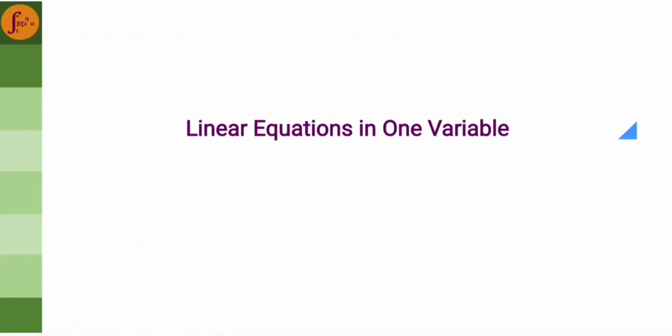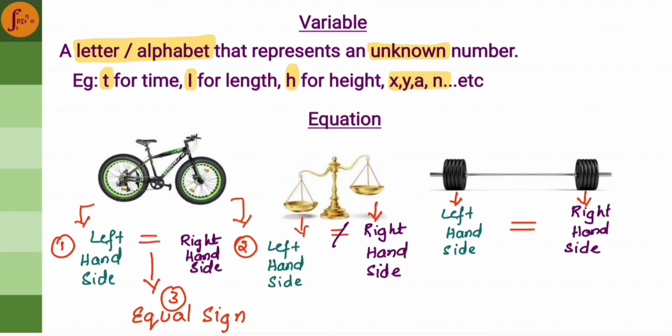Let's go through a topic on linear equations with one variable. What is a variable? A variable is any unknown number. In a mathematical problem, say for example, we have to find the length of the rectangle, or the height of the rectangle, or the time, right? Now all of these parameters, whatever we have to find, are not known. It is unknown. So in such cases, we denote all of these unknown parameters using a letter or alphabet.